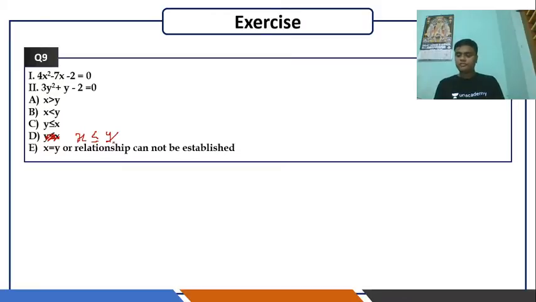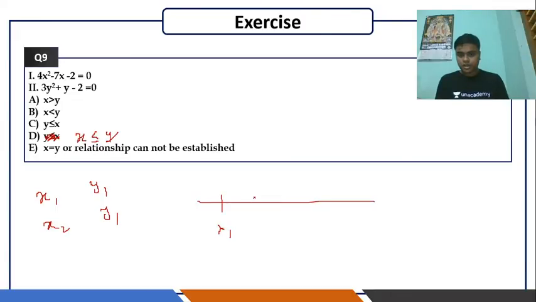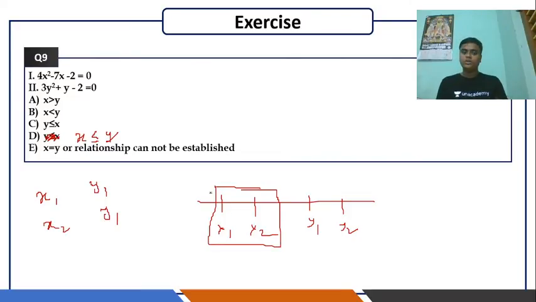Guys, as I've told you, let's say the values that x is assuming are x1 and x2, and the values that y is assuming are y1 and y2. If after plotting y1 and y2 on the number line, I find that x1 and x2 are clearly on the left hand side of y1 and y2, then and only then option B will hold true. If x1 and x2 are clearly on the right hand side of y1 and y2, then option A will hold true.